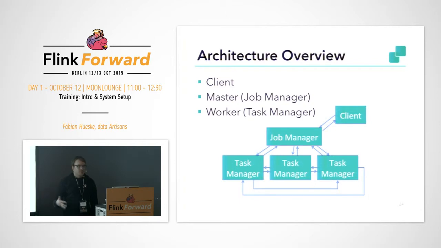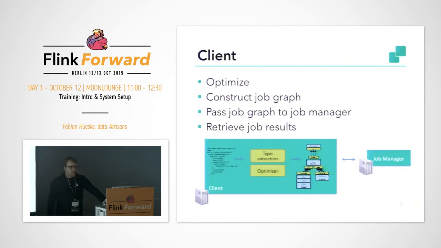We have a client which submits a job to the job manager, which is in Flink terminology the master. And then we have a lot of workers here, which we call task managers. The client sends the program to the job manager, and the job manager then coordinates the execution here. The client basically takes the program, converts it into something which can be executed by the job manager. For the dataset API, this also involves invoking the optimizer, optimizing the program that was given to the client.